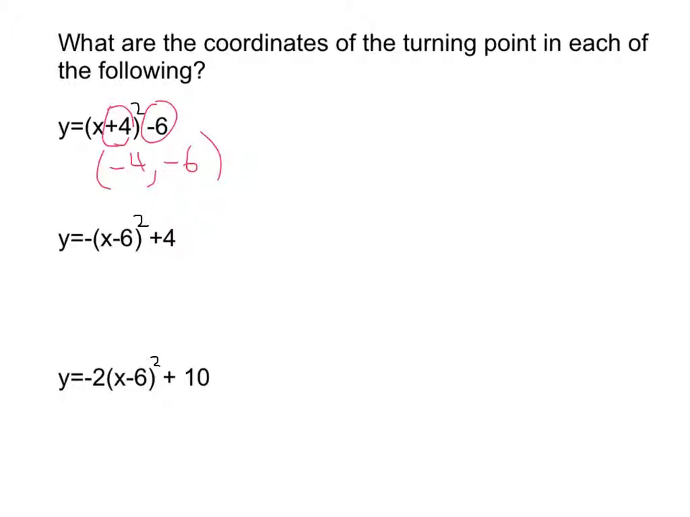For the next one, do exactly the same thing. We've got the negative of what's inside the bracket, so this will be positive 6. And take what's outside the bracket, and that'll be 4. Next one down, do exactly the same thing. So take the negative of what's inside the bracket, so that'll again be positive 6, and what's outside the bracket is plus 10, so it goes up by 10.